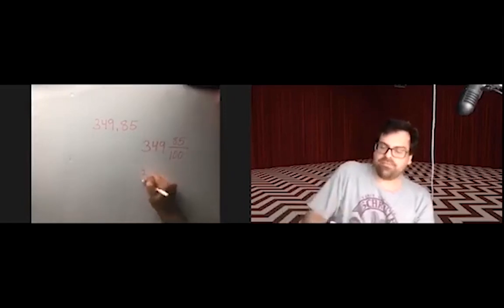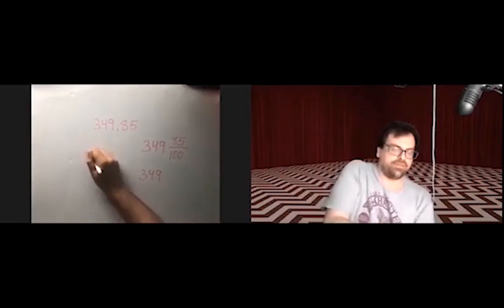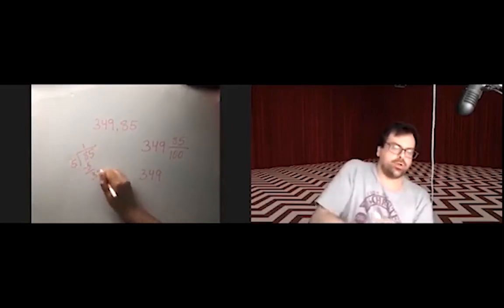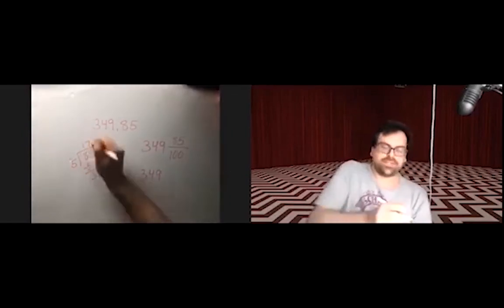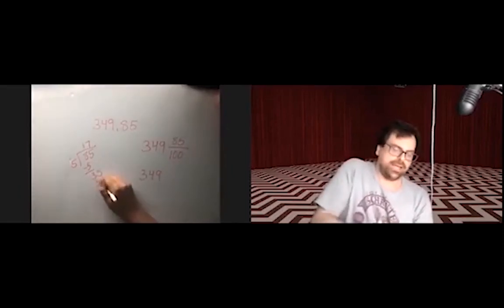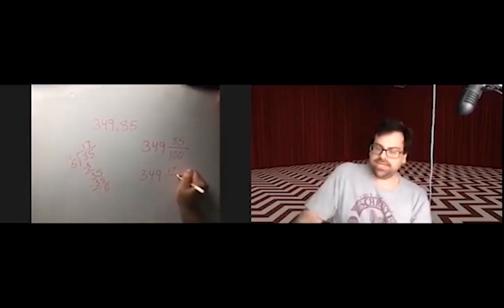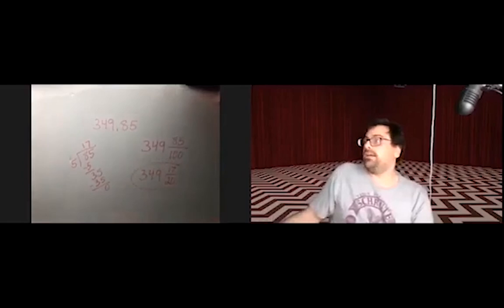Yes, they both divide by 5. But what is 85 divided by 5? I don't know, let's do it. 5 goes into 8 once, subtract, bring down 5. 5 goes into 35 7 times, evenly. So this is 17, and then 100 divided by 5 is 20. 349 and 17 20ths.